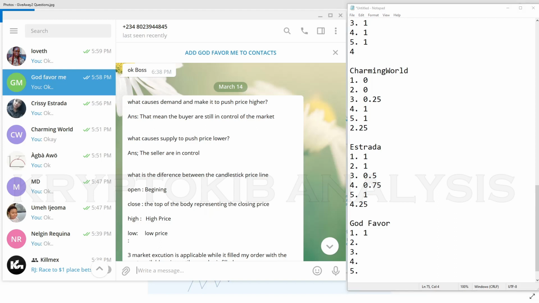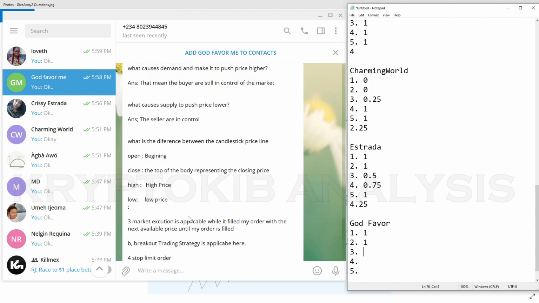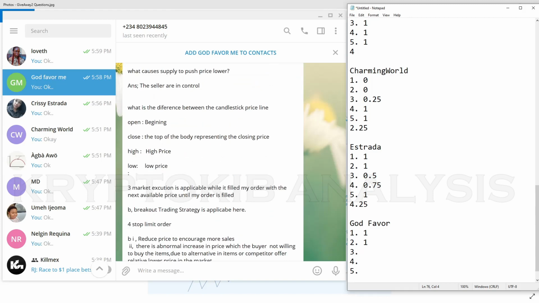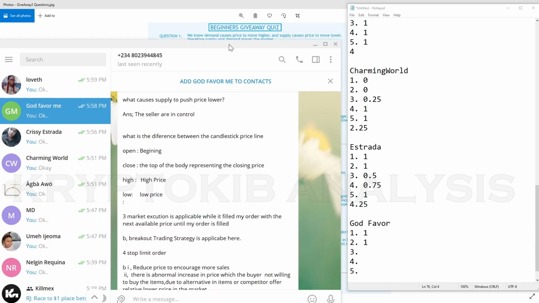Okay, you got lucky with this one. High is the high price, low is the low price. I'll just give you that, but I expect you to say highest and lowest. Yes. Then 3. Market execution is applicable, which fills my order at the next available price until my order is filled. Okay, that's correct. Breakout trading strategy is applicable. I didn't ask for the strategy. That's 3B.